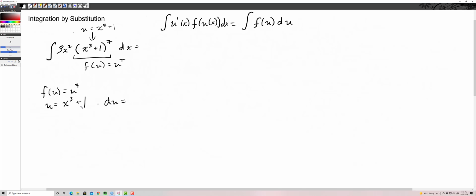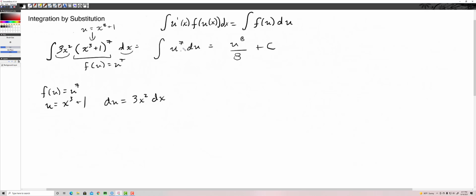Du is going to be the derivative of this with this dx over here. That's going to be 3x squared. The derivative of x cubed plus 1 is just 3x squared. Well, look here. There's the first part. There's our dx. So we can rewrite this as f of u, which is u to the 7th, du. Okay? And that's going to be u to the 8th over 8 plus c.